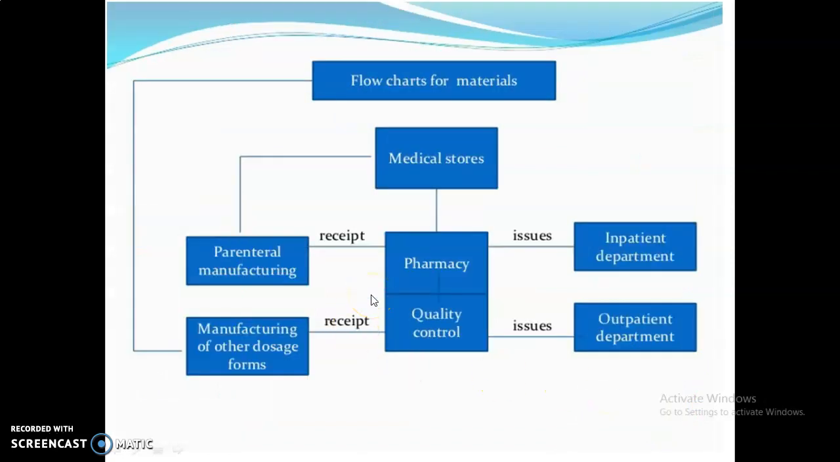This is the flowchart of material in the pharmacy. A pharmacy is a receiving and distribution center of material. The layout should ensure the unhindered flow of material. The following chart is illustrative. The pharmacy receives its materials from two sources. The first source is the medical store and the second source is the manufacturing unit or manufacturing department. The medical store issues against the requisition and so does the manufacturing unit.